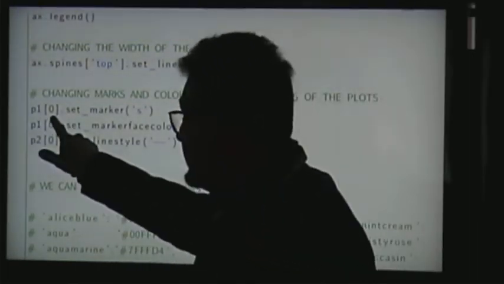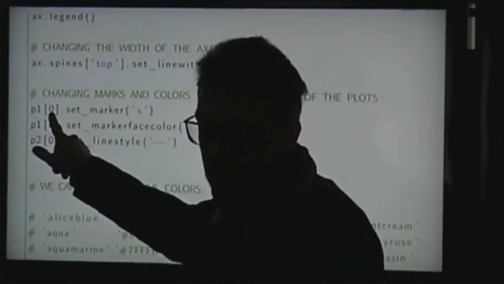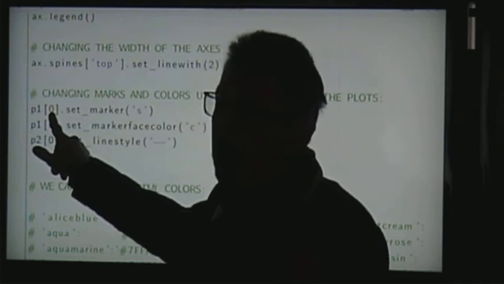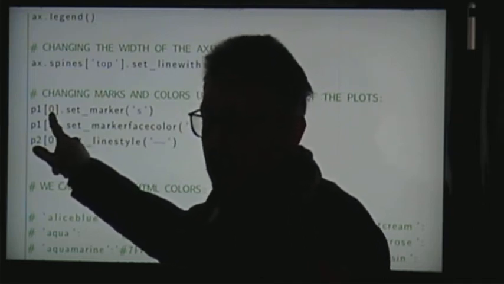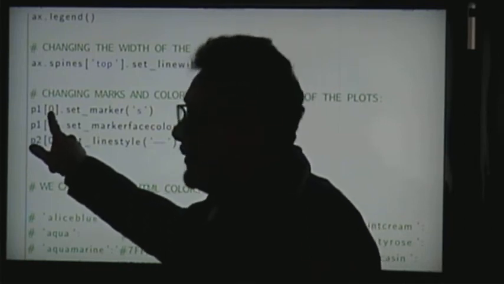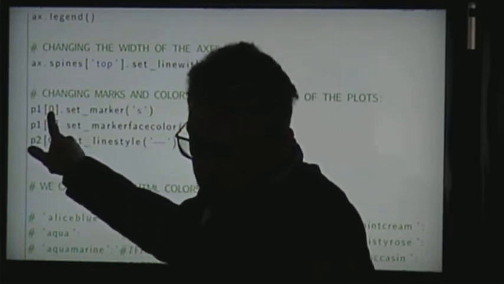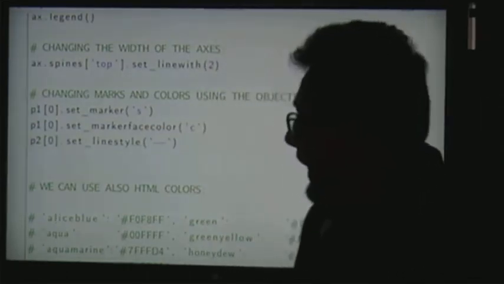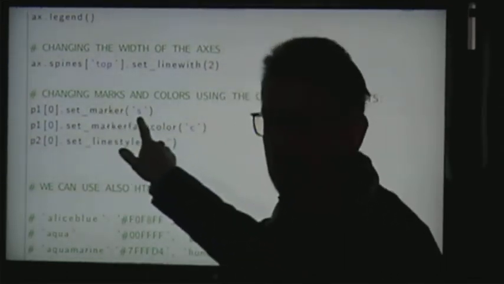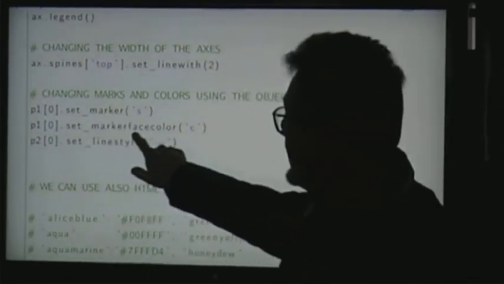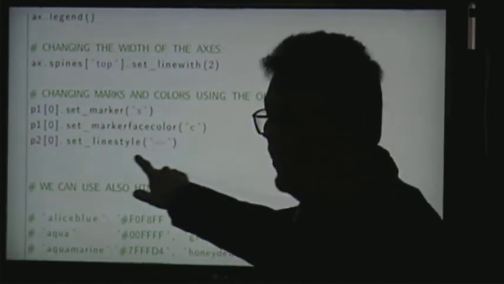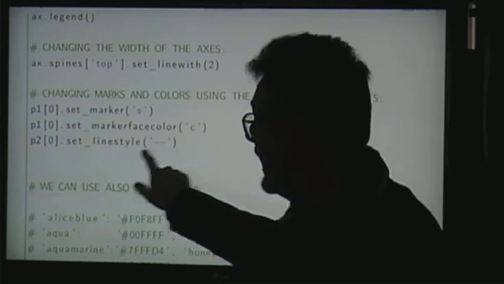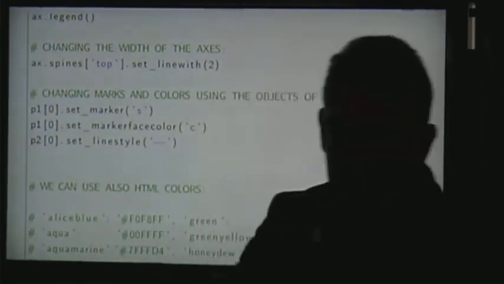You're right. So it's the unique one. So we need 0, but it's unique. It's unique, but we need 0 because if not, it's a list, not an object. Okay. The first element, which is the only one. So with set marker, we change the marker. With set marker face color, we change the marker face color, or line style, we change the line style of the second one. So try to change these things.